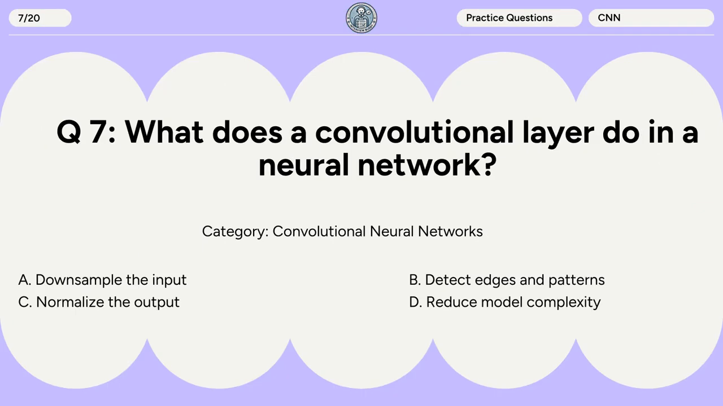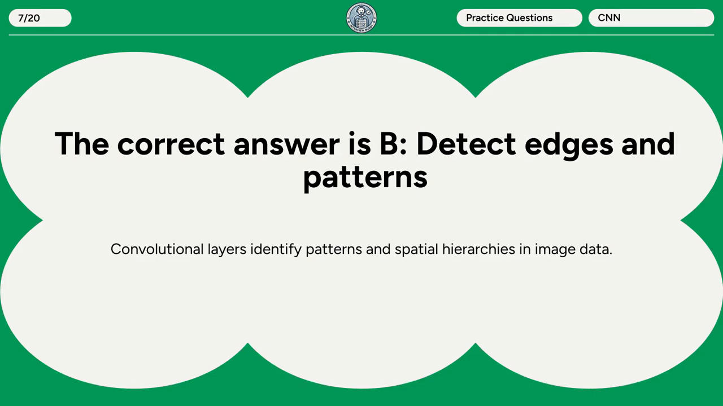Question 7. What does a convolutional layer do in a neural network? A. Downsample the input. B. Detect edges and patterns. C. Normalize the output. D. Reduce model complexity. The correct answer is B. Detect edges and patterns. Convolutional layers identify patterns and spatial hierarchies in image data.